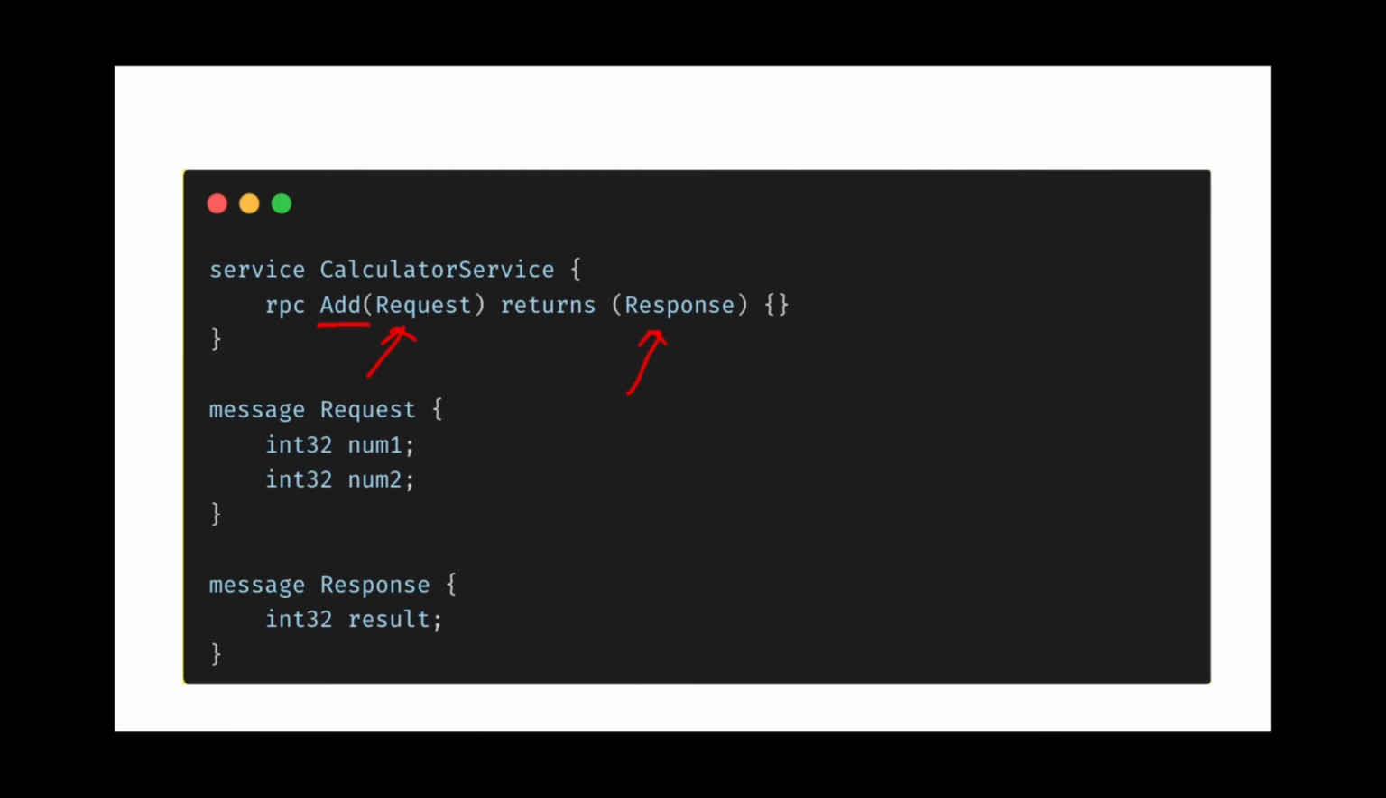If we look at the request, it's a message, and it consists of two numbers, both integers, num1 and num2. Then the response, which is the return value of this function, is again a message, and its return type is a result, and the result type is integer. Once you have this IDL file, you can use a tool, depending on the framework, to compile the IDL file and generate stubs.